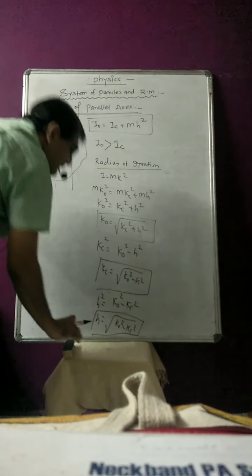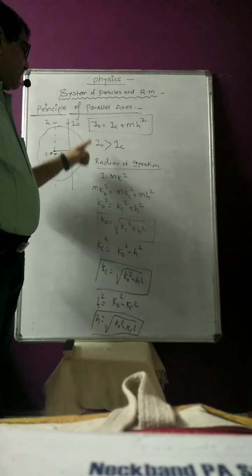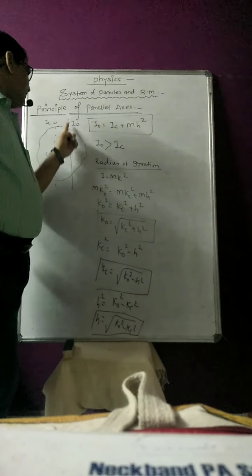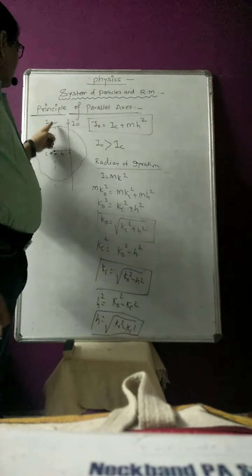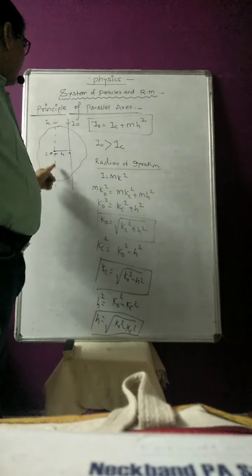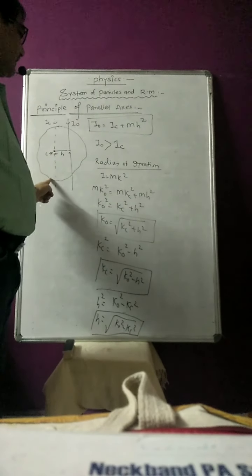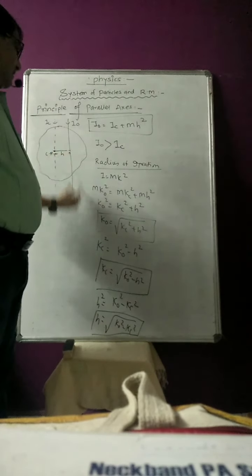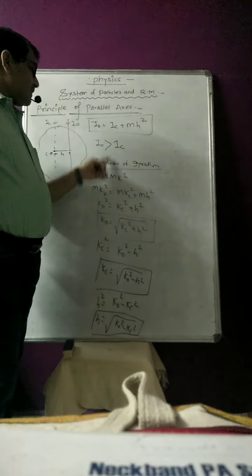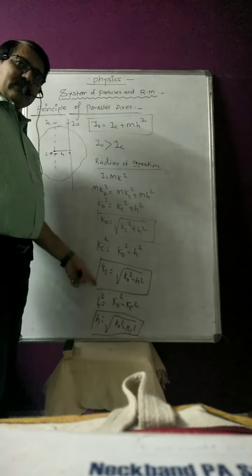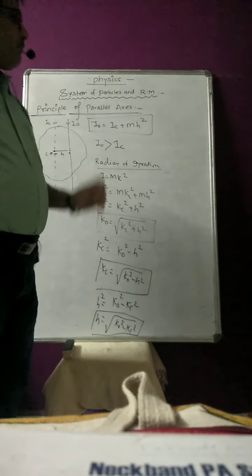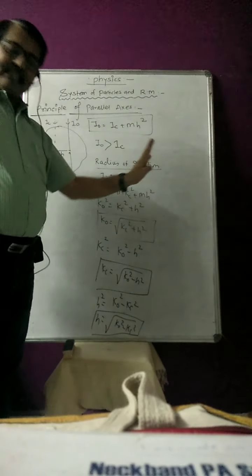So there are three formulas to find the radius of gyration about the given axis, or about the center of mass, that means the axis passing through the center of mass, or to find the perpendicular distance. All these formulas have been given here. Okay, so this is all about the principle of parallel axis theorem.